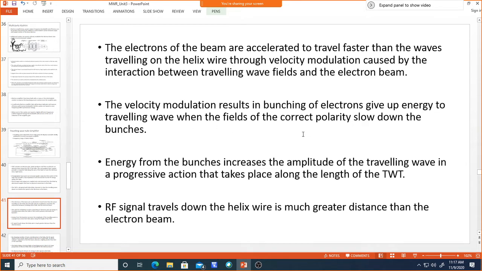When the fields of the correct polarity slow down the bunches. Since the RF has a positive cycle as well as a negative cycle, whenever it has the same polarity, it will slow down the electron bunching. If it experiences the opposite polarity, it will speed up the bunching of the electrons. Now energy from the bunches increases the amplitude of the traveling wave, in a progressive action that takes place along the length of the TWT. So the energy from the electron bunches increases the amplitude of the traveling wave on the helix structure.